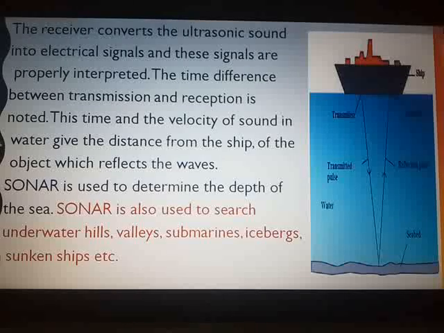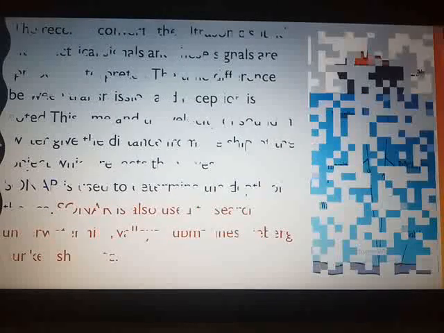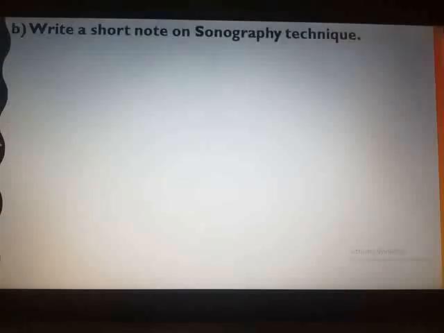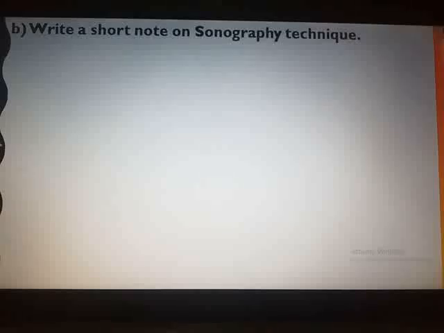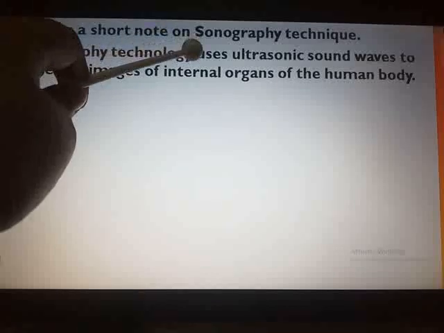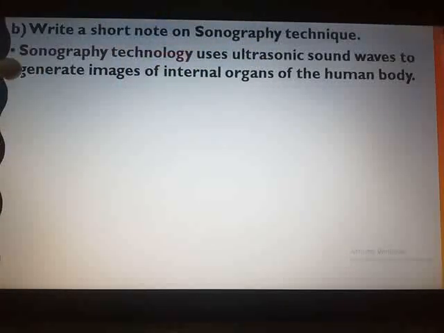Our next additional question is on page number 134 of your textbook. Again, a brief question. Write a short note on sonography technique. Here, no need of a diagram in the exam. Page number 134, the very first line. Sonography technology uses ultrasonic sound waves to generate images of internal organs of the human body. Here also I have marked it. Point-wise I have given to you; whichever points you want to shorten or skip, you can do it on your own.